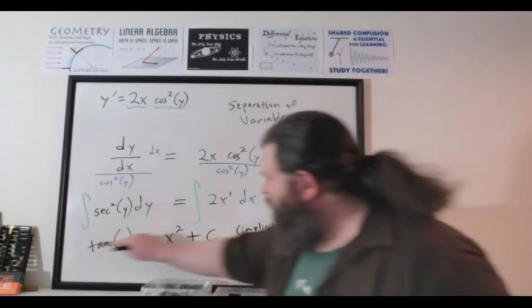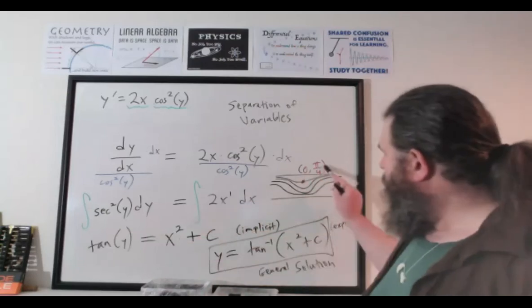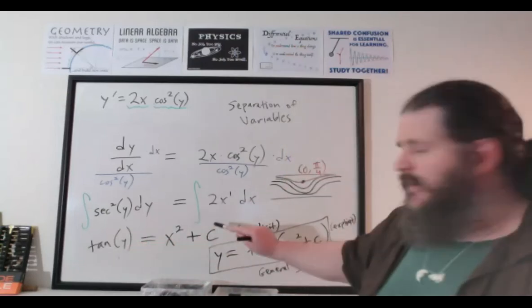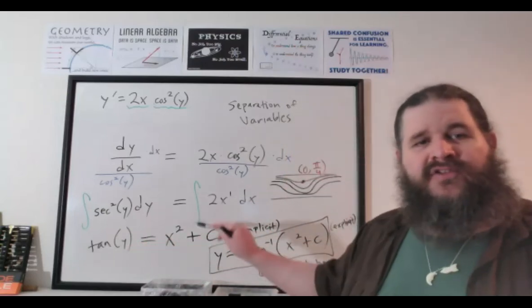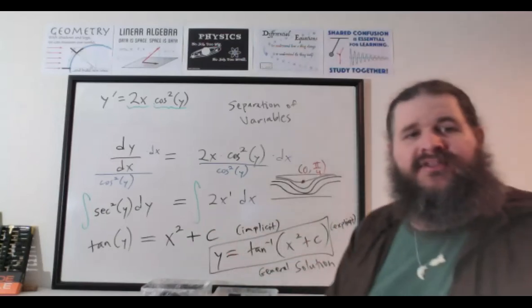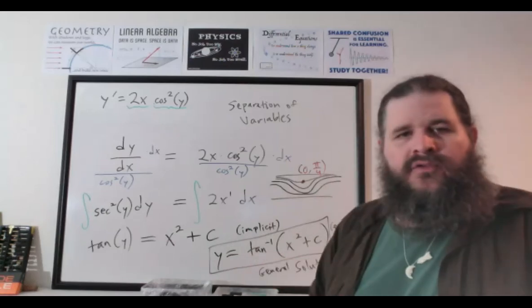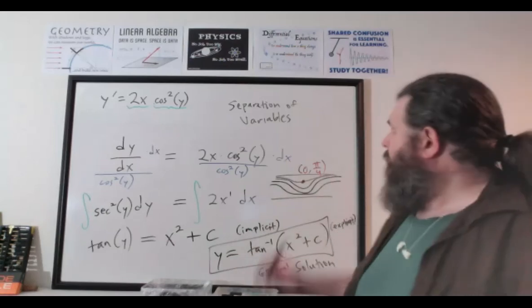In fact, going back to this implicit solution might be more useful here. Plug in 0 for x, pi over 4 for y, and then c is the only unknown, so you can solve for c. Fill that in your general solution, and you now have the specific solution going through that point. So that's usually called an initial value problem.